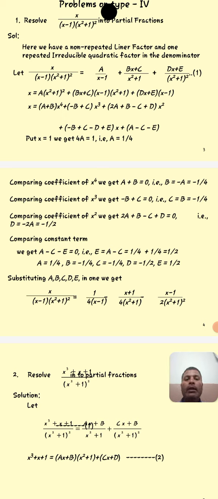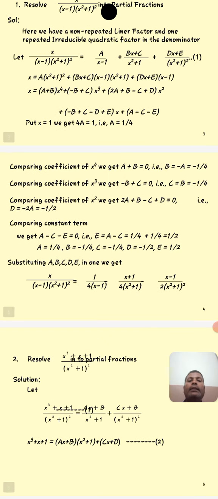Comparing coefficient of x square, we get 2a plus b minus c plus d equal to 0. That is d is equal to minus 2a. What is the a value? Already 1 by 4. Then simplify, we get d is equal to minus 1 by 2.